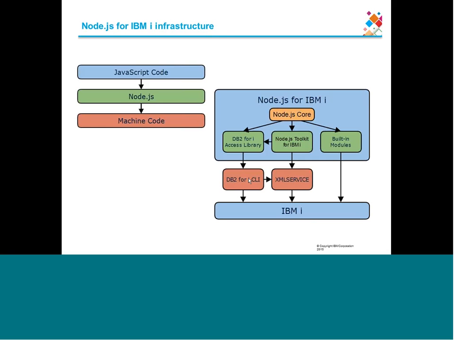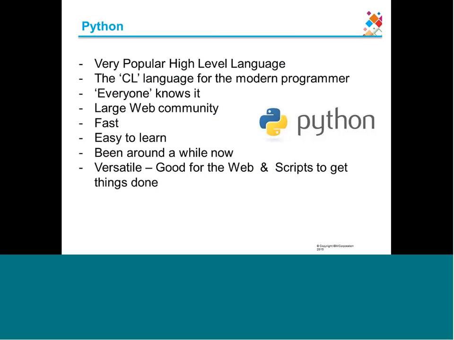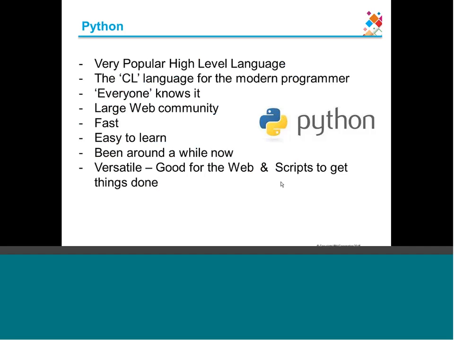The other new one that just came out is Python. Python was delivered in June of this year. It's a very popular language. From the IBMI side of the world, it's considered the CL language of the open source world. And there's a large web community. It's been around for a while. It's incredibly versatile. I can do web stuff. I can do scripting things.